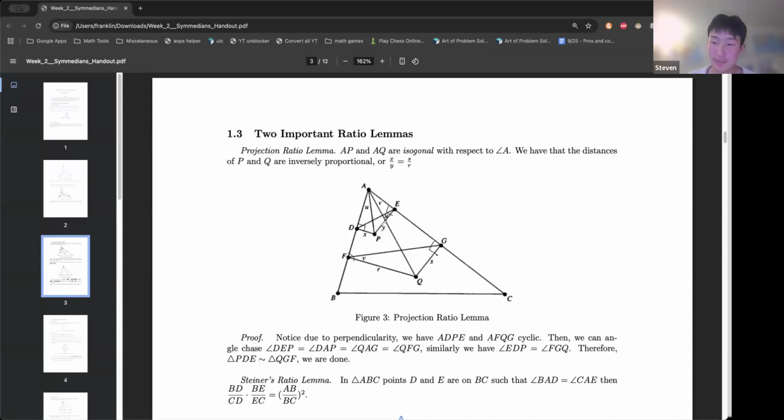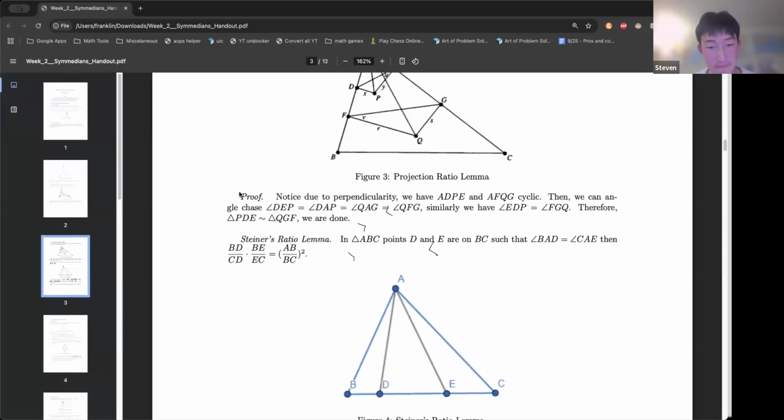Is there any question on this lemma? Are we good? Okay, great. So for the next lemma, Franklin, can you scroll down, please?